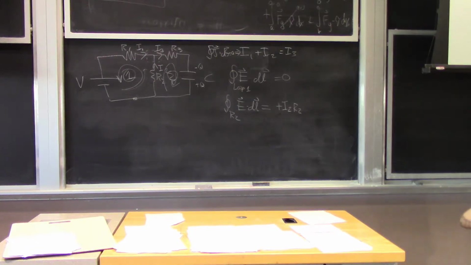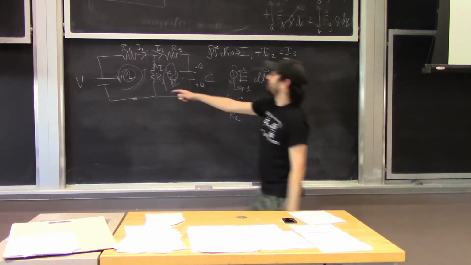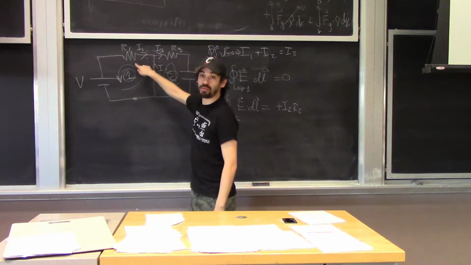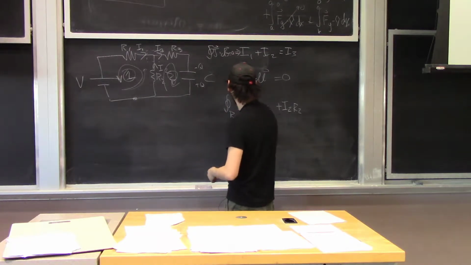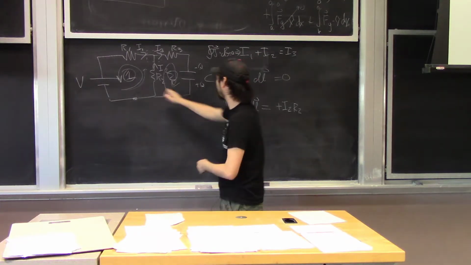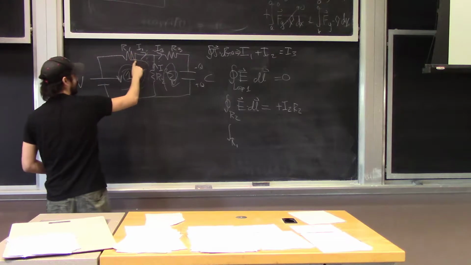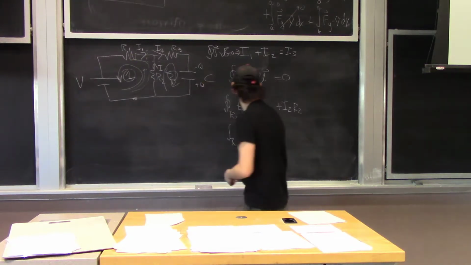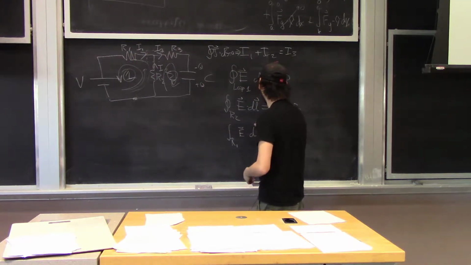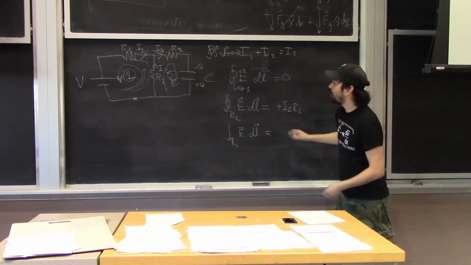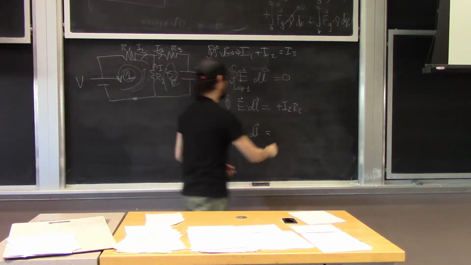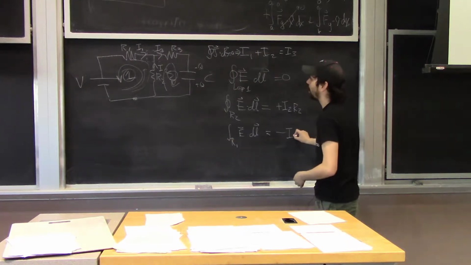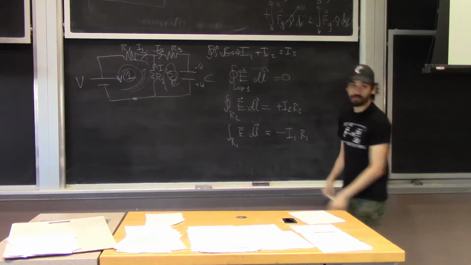Okay, so now, and you'll see the counterexample here when I get to this one. So now I want to find the integral over R1, because I'm coming around this loop. I get to here now. So this is E dot dl for R1. This one has the current going the opposite direction as the direction of the loop. And so this one is going to be minus I1 R1.